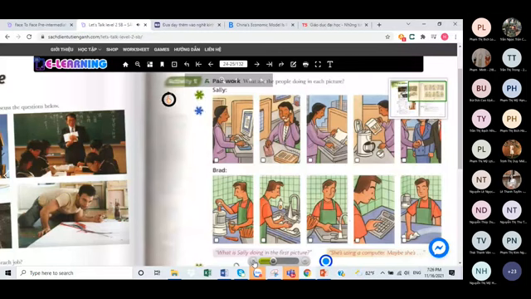So, which picture? Number 3. And yes or no? No. No, she doesn't have to use the fax machine, right?